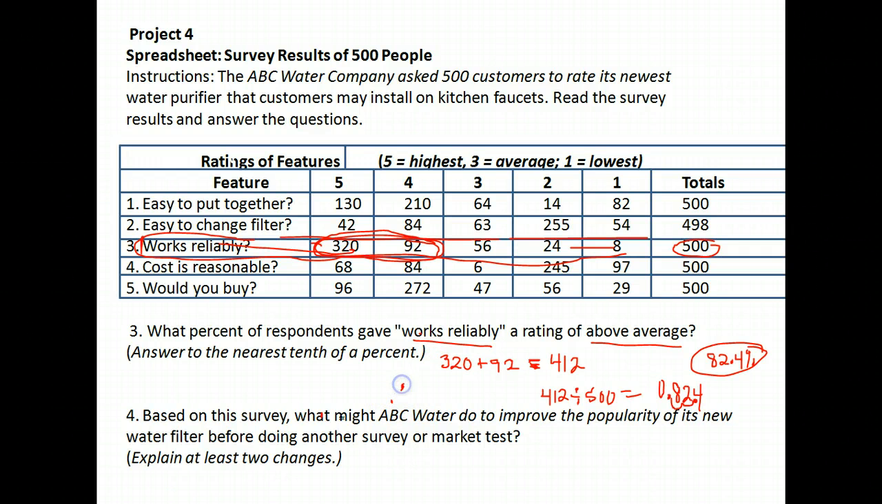Question number 4. Based on the survey, what might ABC Water do to improve popularity in its filter before doing another survey or market test? Explain at least 2 changes. So if they want to improve their survey results, what could they change about their items? We would want to look at the things that were rated lowest. So is it easy to put together? It looks like most people felt it was easy to put together. We have high numbers here. Was the filter easy to change? Uh-oh, see how we have low numbers in our ratings here and here, but down here there's bigger numbers.